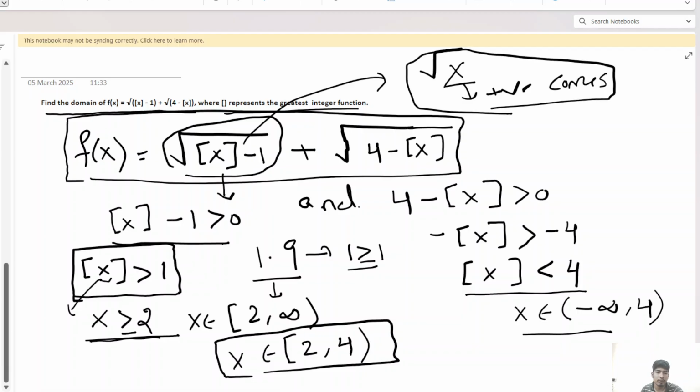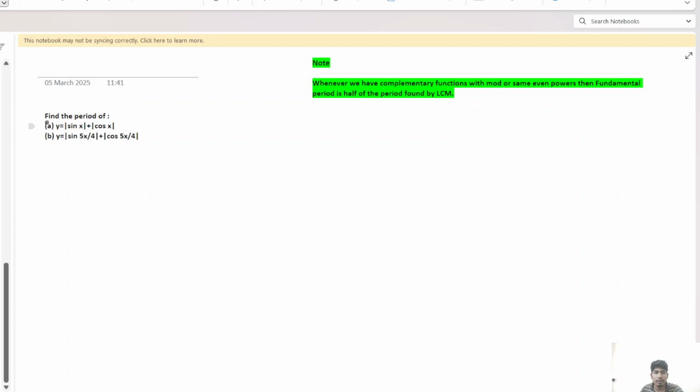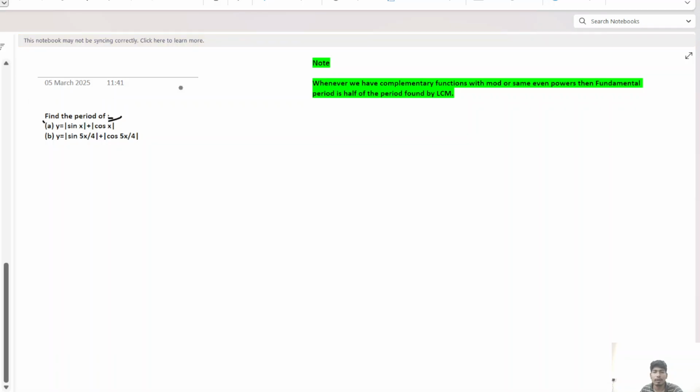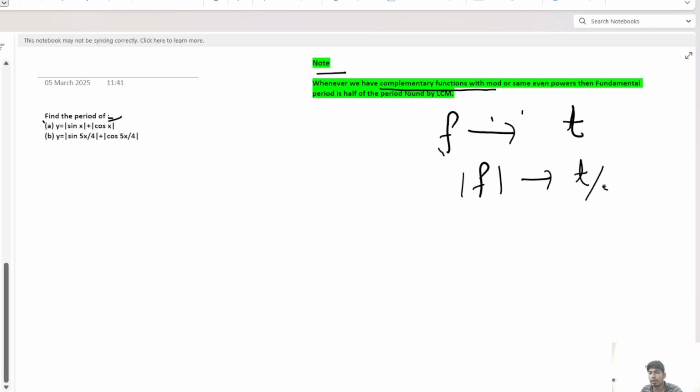So what is our next question? The next question is, we have to find the period of two functions. Here is one note. What is the note? If a function comes in mod, then its period becomes half. Let function f have period T, then mod of f has period T by 2.